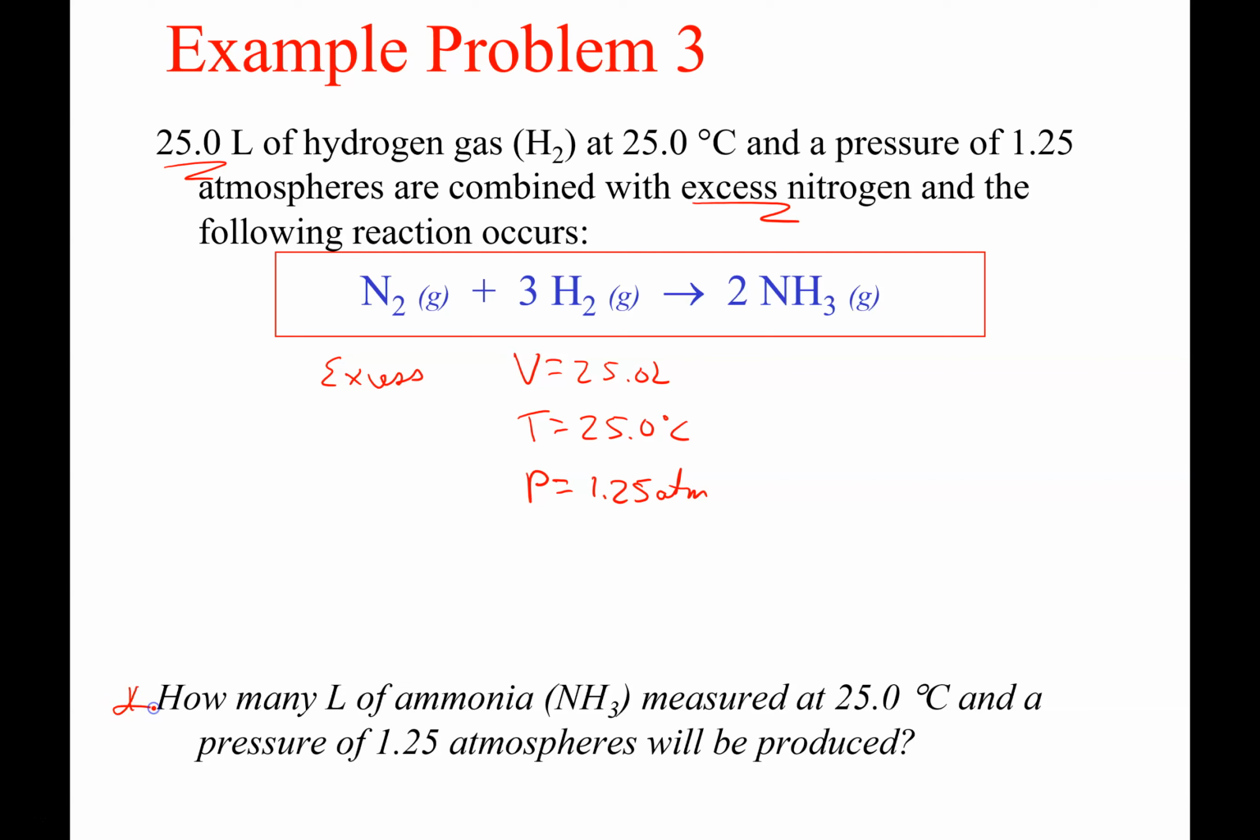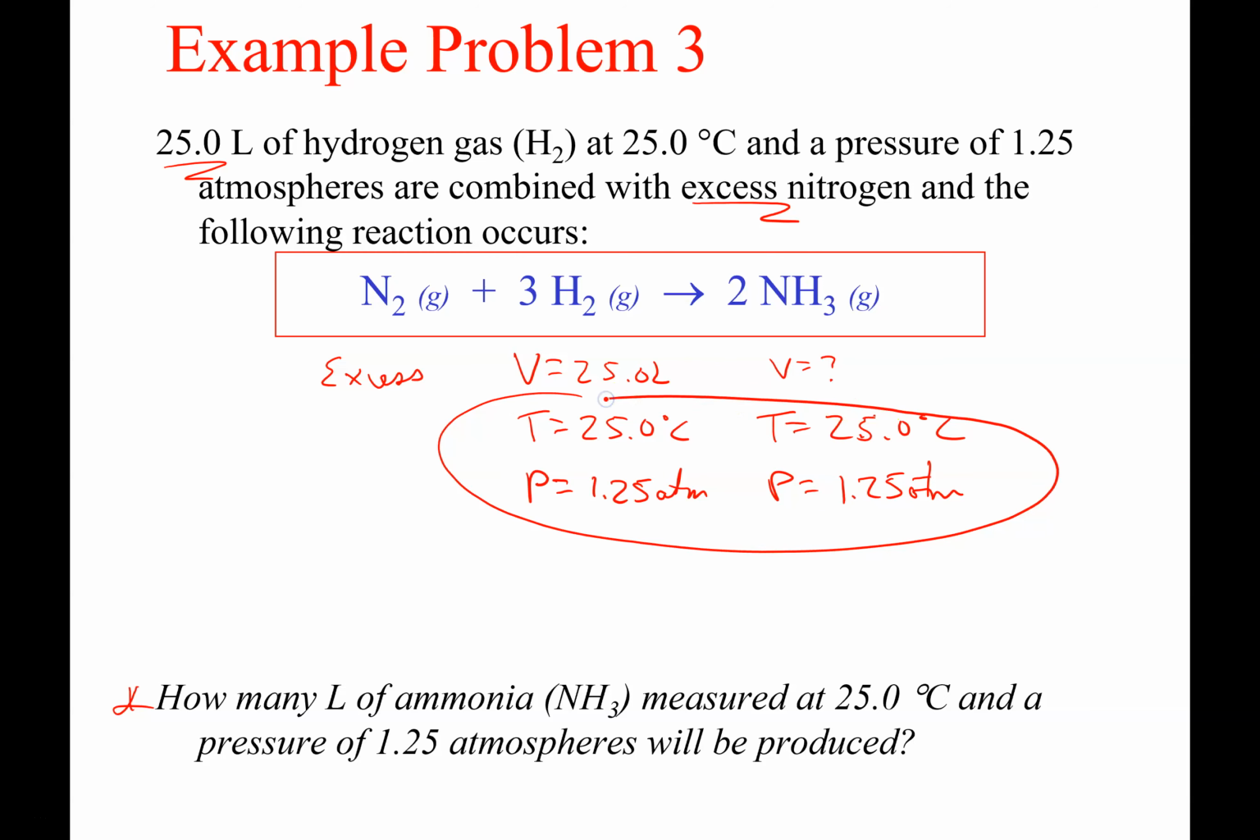Now, down here's the question. It says how many liters of ammonia, so I'll put under my NH3, V is equal to question mark. Measured at, now this is my ammonia, is going to be at 25.0 degrees Celsius, and my pressure is going to be 1.25 atmospheres. Now, this problem was picked specifically. Hopefully, do you guys see that my gases, going between a reactant and a product, are at the same temperature and pressure.